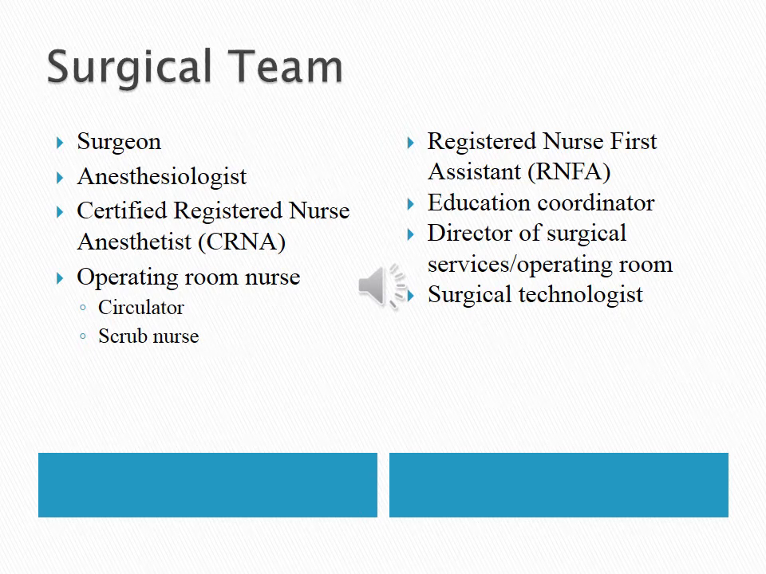The surgical team usually is the surgeon, anesthesiologist, the CRNA or nurse anesthetist, and the operating room nurse. Usually there could be a scrub nurse, a circulator. Some facilities have registered nurse first assistants, where in some clinicals those RNFAs are actually residents. It's a teaching hospital, so they'll have education coordinators. Usually there's a director of surgical services of the operating room, and then you'll have surgical technicians.